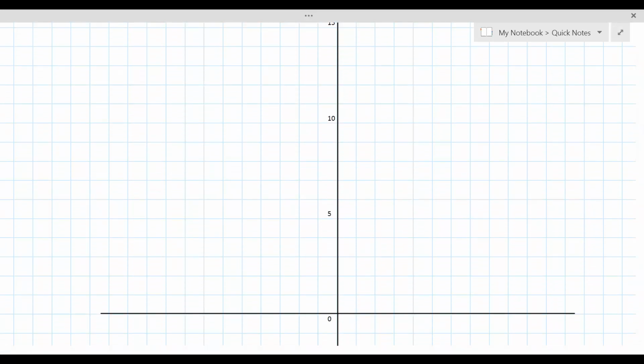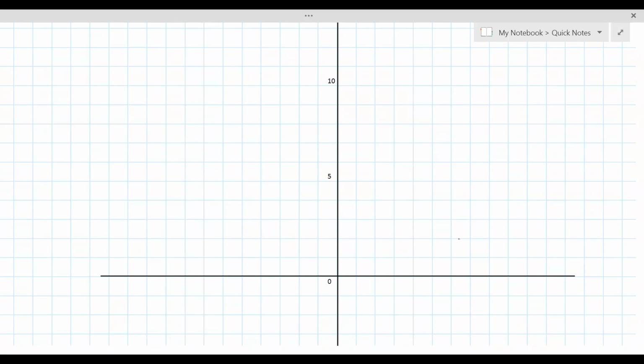So the graph of the base function, from the table of values we have the ordered pairs. This one is 0, 0, and the next ordered pair is 1, 1, and the next ordered pair is 2, 4. So 2, 4 is right here, and the next pair is 3, 9. 3, 9 is right here.